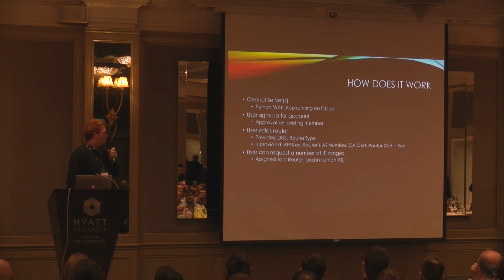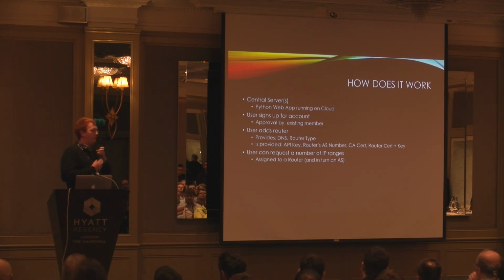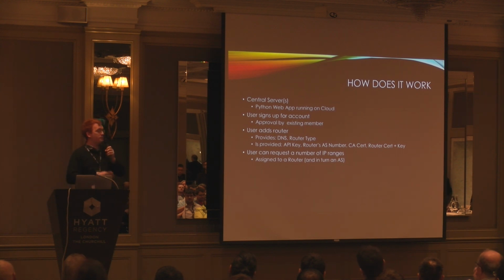So user signs up for an account, gets approved by an existing member. Once that user's been approved, they'll log back in, add in a router. They give it basically the DNS, because effectively no home ISP really gives a static IP anymore, which is a shame. They also choose a router type as well. At the moment, we only provide things for RouterOS, but if somebody wants to go and write their own little script to do it for FreeBSD, Linux, whatever they want, that's fine. They get provided with an API key, which is just basically used to make sure that the router is identifiable. They get provided with the router's AS number, the CA certificate, and also the router's certificate and key.